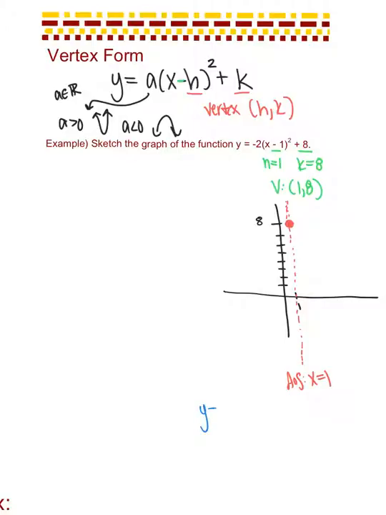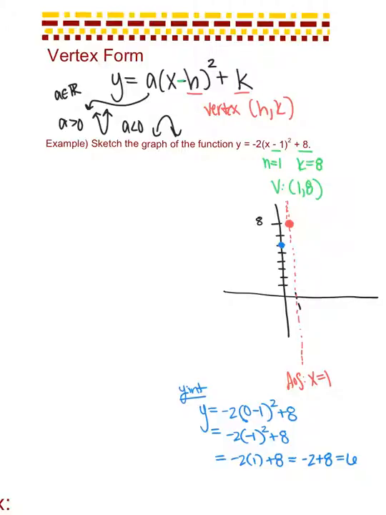So again, I suggest using the y-intercept because plugging in 0 is always going to be really easy. So if I plug in 0 to find the y-intercept, I have y equals -2 times (0 minus 1) squared plus 8. So if I do my 0 minus 1, I get -1. Then I need to square it, giving me a +1. -2 times 1 is -2. Then I add that 8, and I get a 6. So (0, 6) will be my y-intercept.